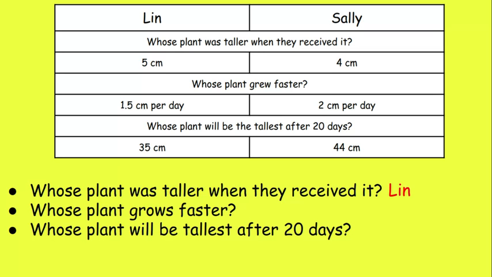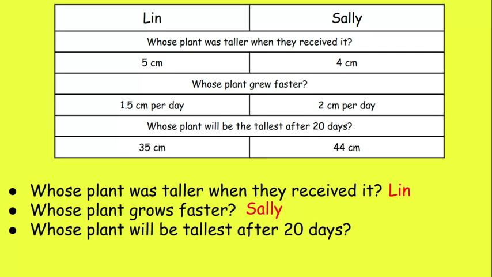Whose plant grows faster? Now, the word rate was not used there, but you should know that when a plant is growing, it's growing at a specific rate. And that's where we would look at our slopes or our rates of change. And therefore we would look at the rates of change that we determined. Lynn's was 1.5 centimeters per day. Sally's was 2. So I know that Sally's grows faster because it grows 0.5 centimeter more per day than Lynn's.